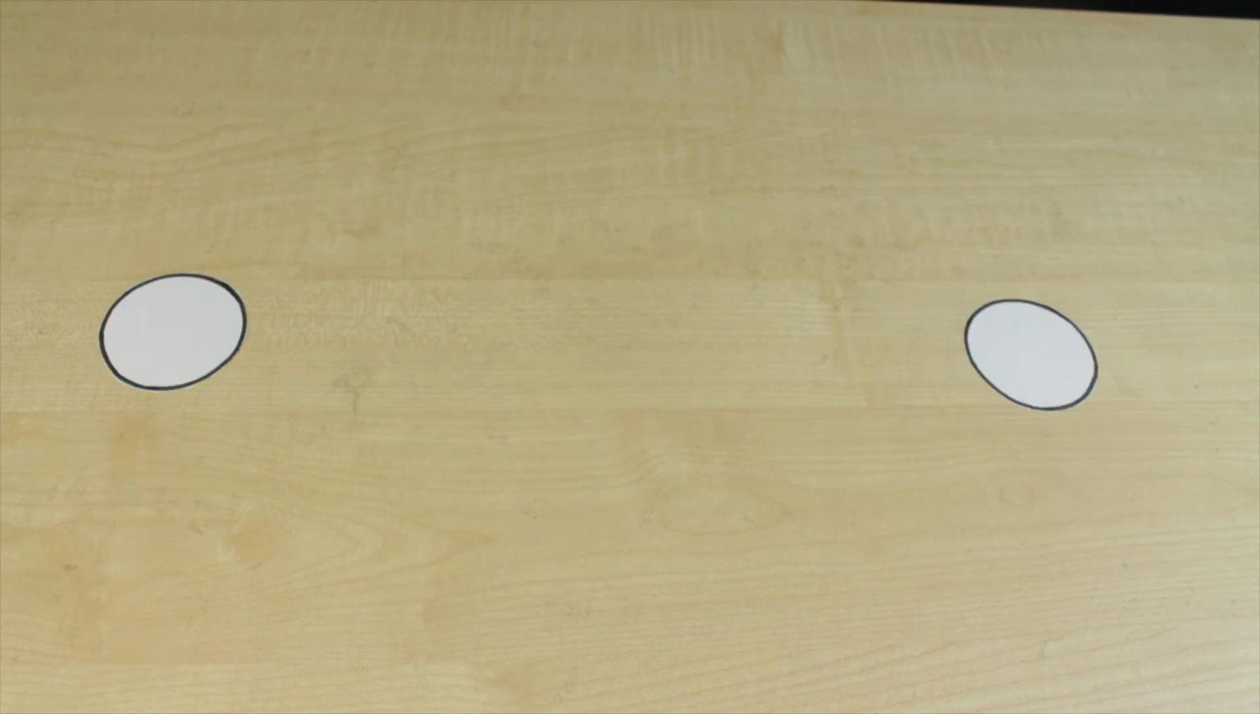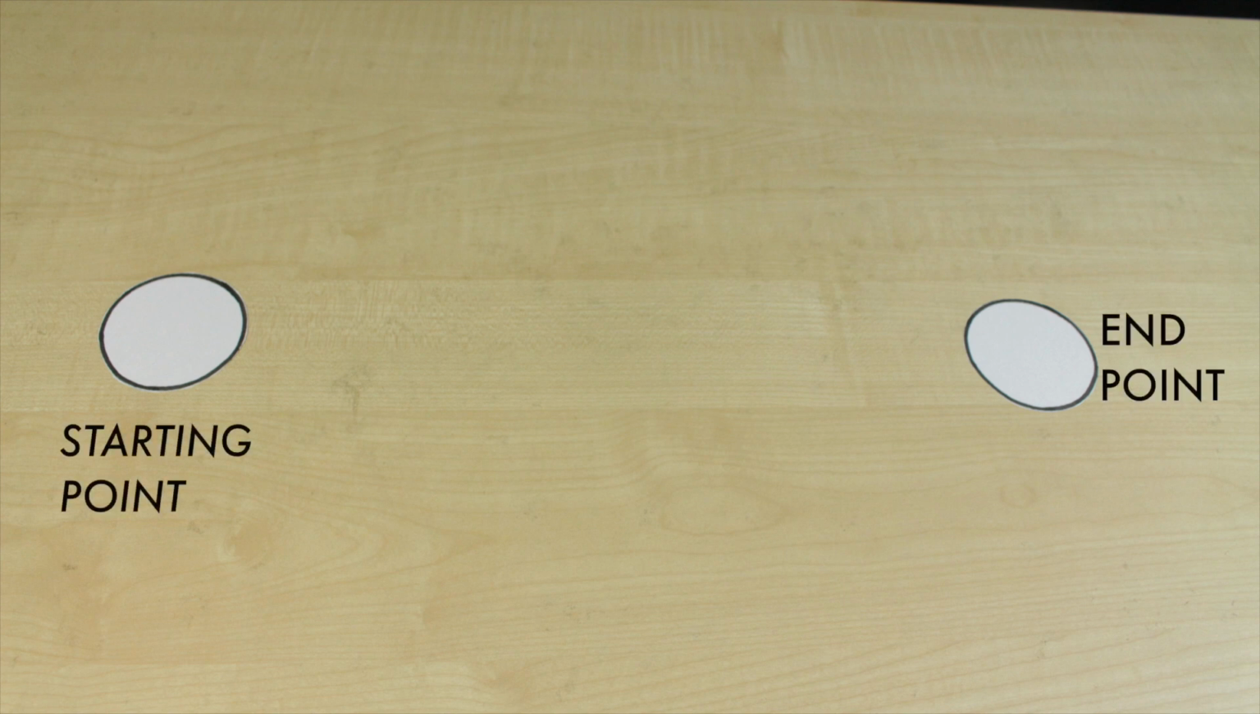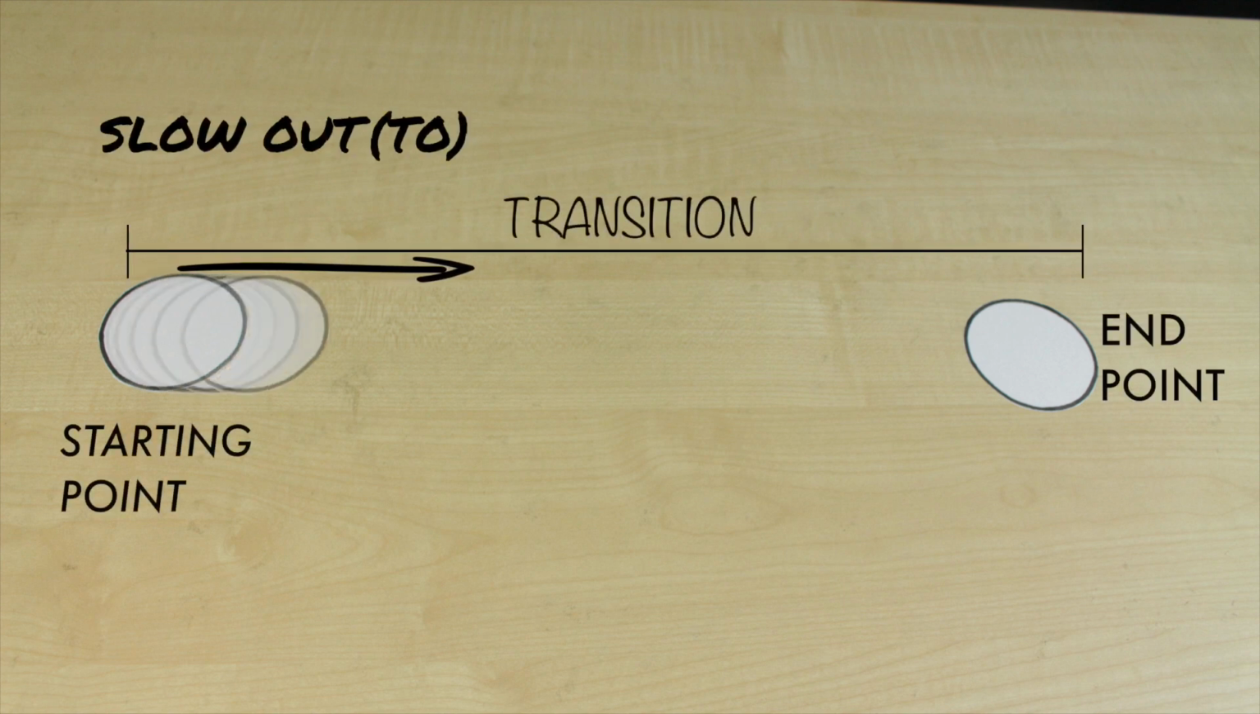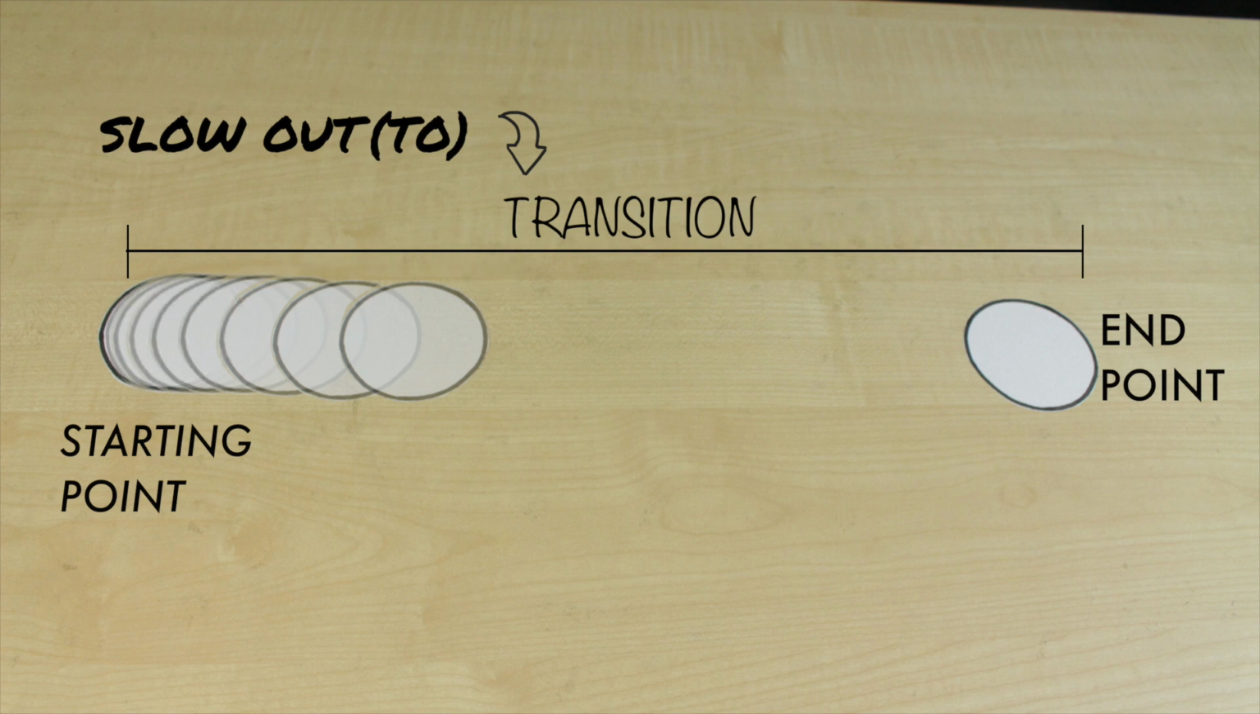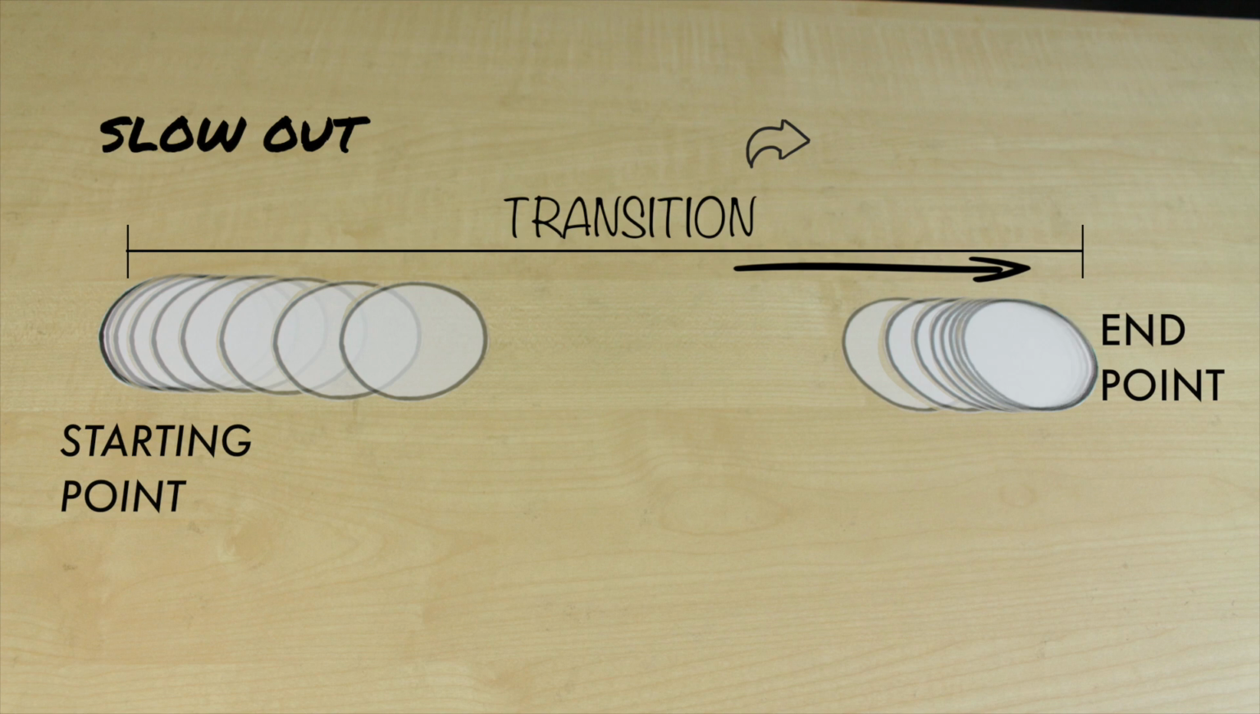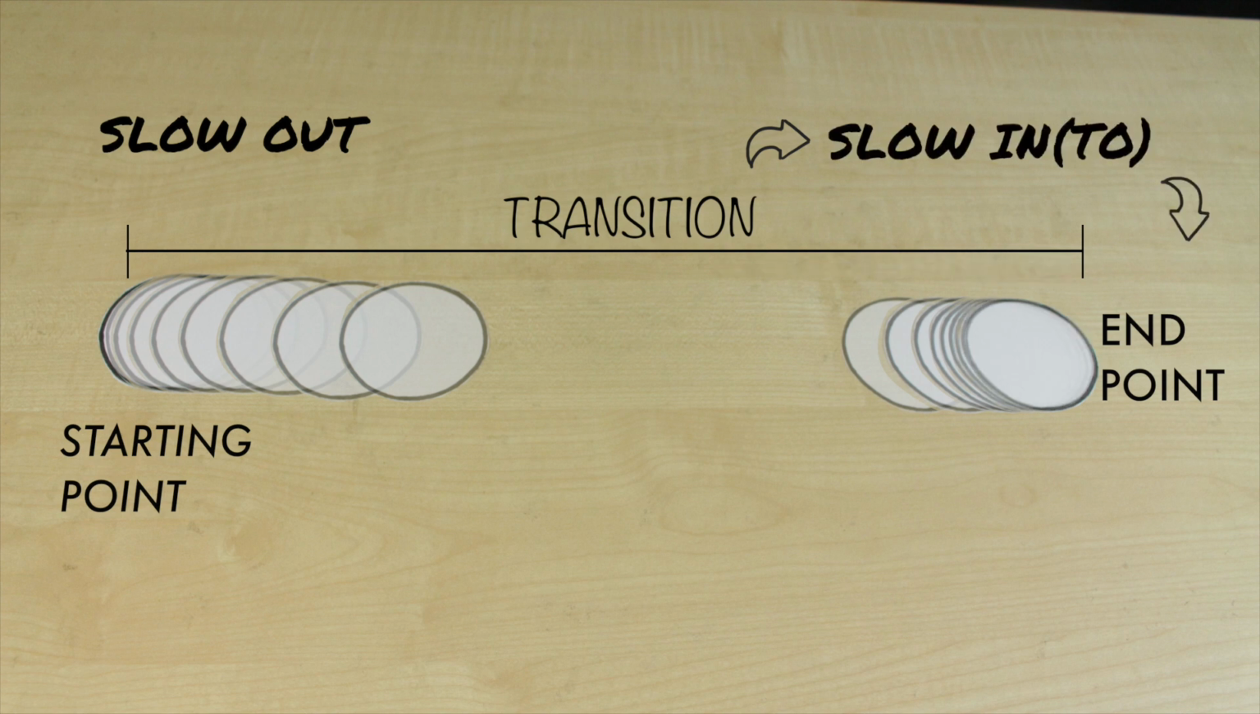Slow out, as commonly used by 2D animators, describes objects or characters starting their movement out more slowly into the transition, which then picks up speed. As the object comes to a gradual reduction in speed, coming to an end of the transition and into the next pose, this is referred to as slow in.